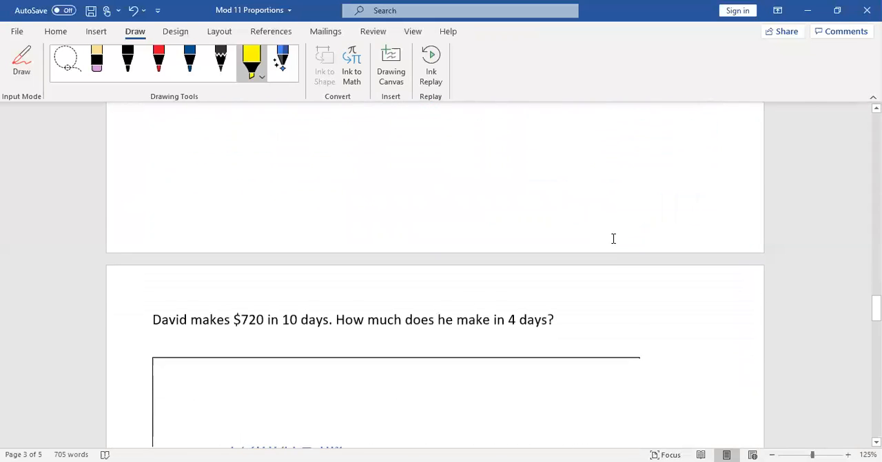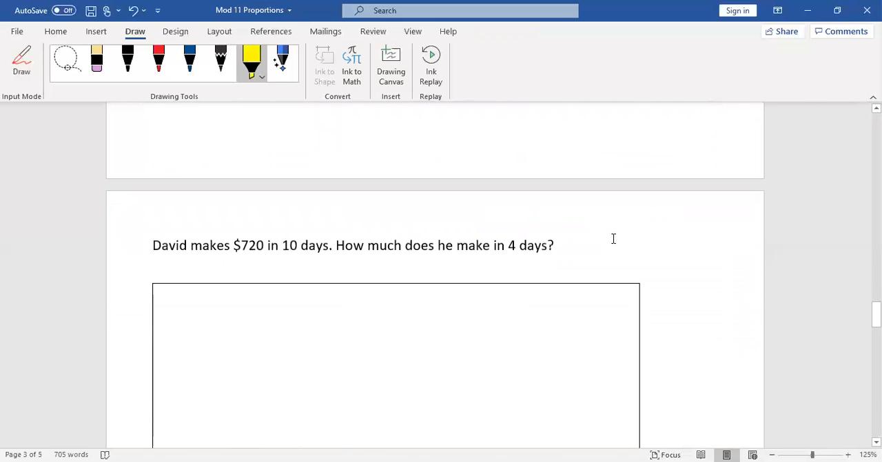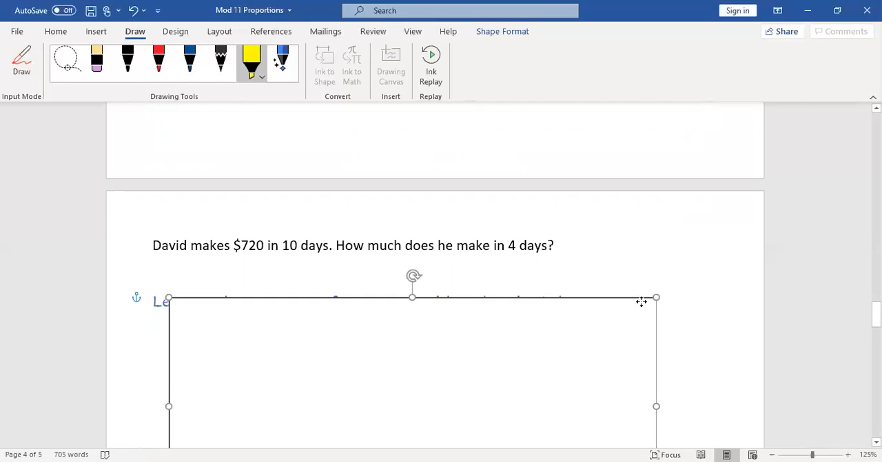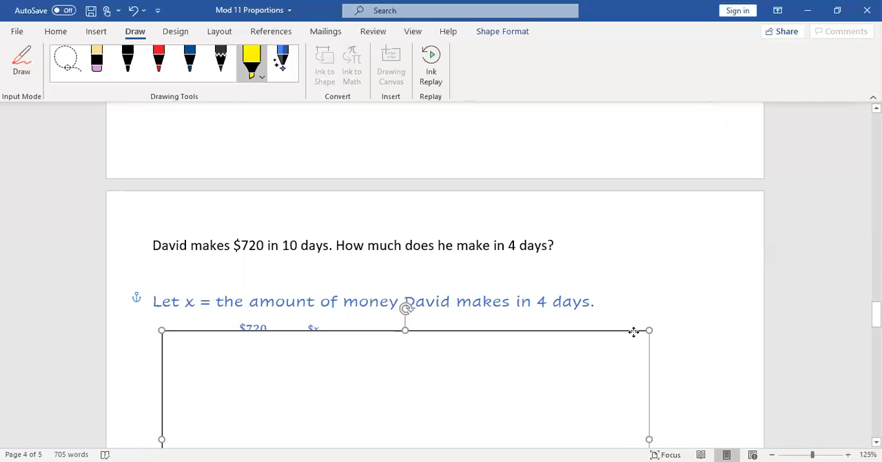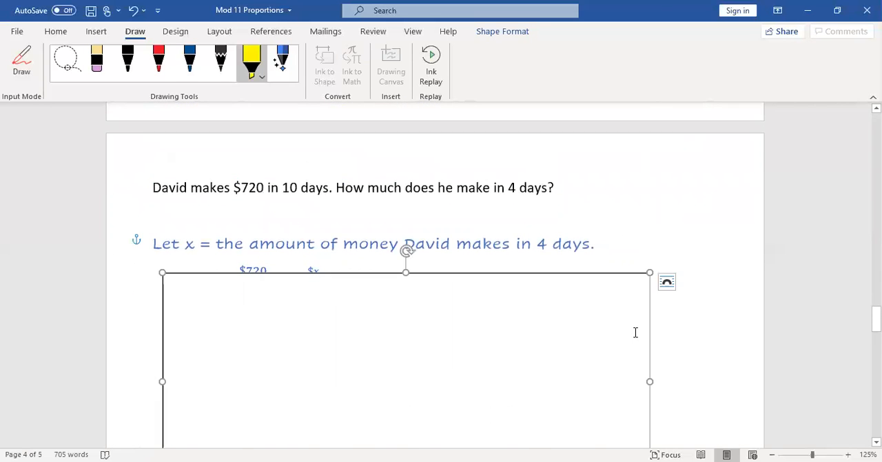So let's look at another word problem. David makes $720 in 10 days. How much does he make in 4 days? So I'm comparing dollars to days. It's specifically asking me for how much does he make. So I'm looking for the money amount. The first thing I'm going to do is define my variable. I'm going to let x equal the amount of money David makes in 4 days.